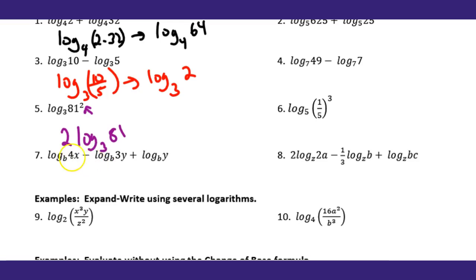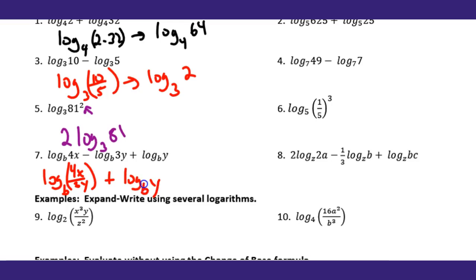First of all, we just work from left to right since it's addition and subtraction. So we're going to do the subtraction first. So remember the subtraction rule: you took m and n and you divided them. So same base. So we're going to do log base b of 4x divided by 3y. All right. And then we still have plus log base b of y.